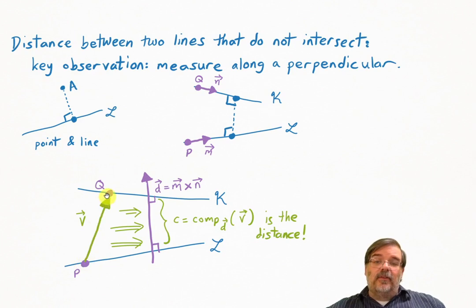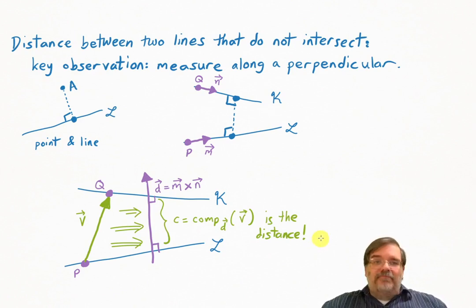Imagine taking this vector v and projecting it onto the cross product. Then this point projects down to here, this point will project to here, and the length of the projection is the distance between the two lines. That's what we're interested in. But the length of the projection also has another name: it's the component of this vector along this direction. So the component actually gives us the distance between these two lines. That's what we need to calculate.